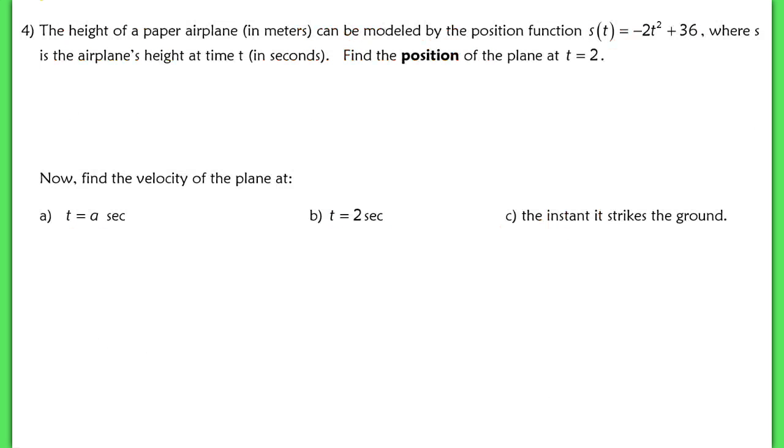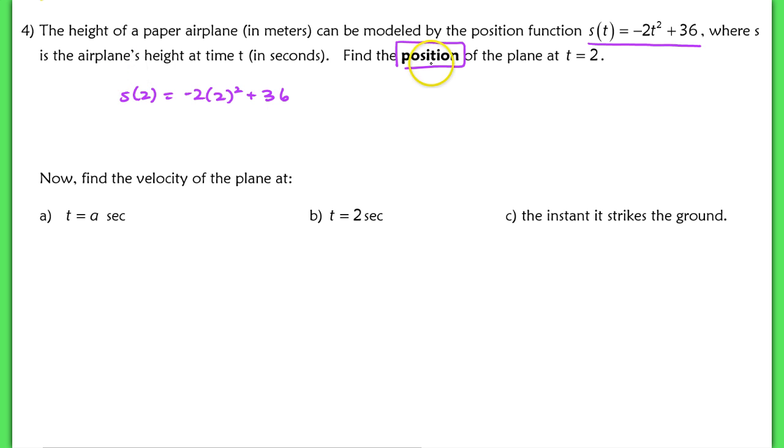Okay, the last question of the lesson says the height of a paper airplane in meters can be modeled by the position function given here, where s is the airplane's height at time t, which is in seconds. We want to find the position of the plane at time is 2. So this question is pretty rudimentary. To find the position of the plane at time is 2, all we're really evaluating is s of 2. So we're just plugging in 2 into the function. So obviously that's pretty standard stuff.